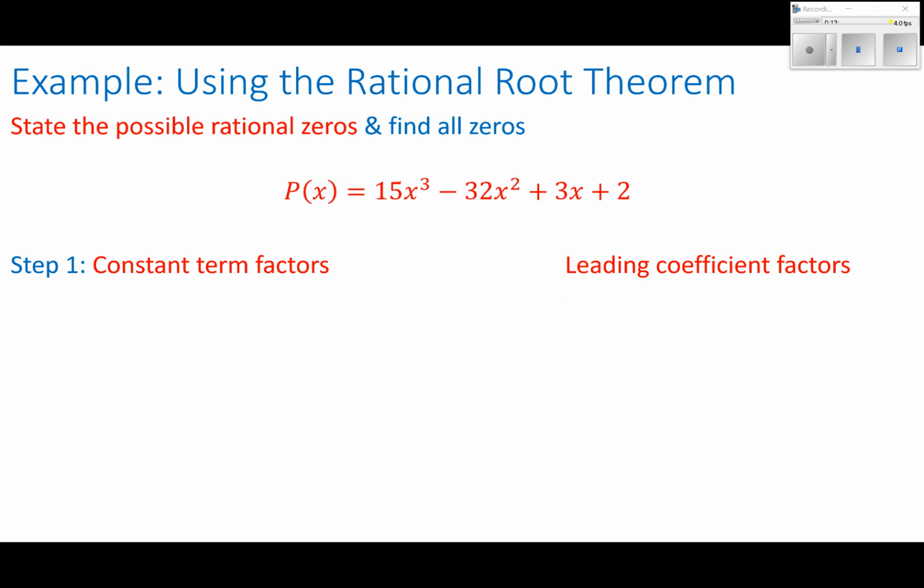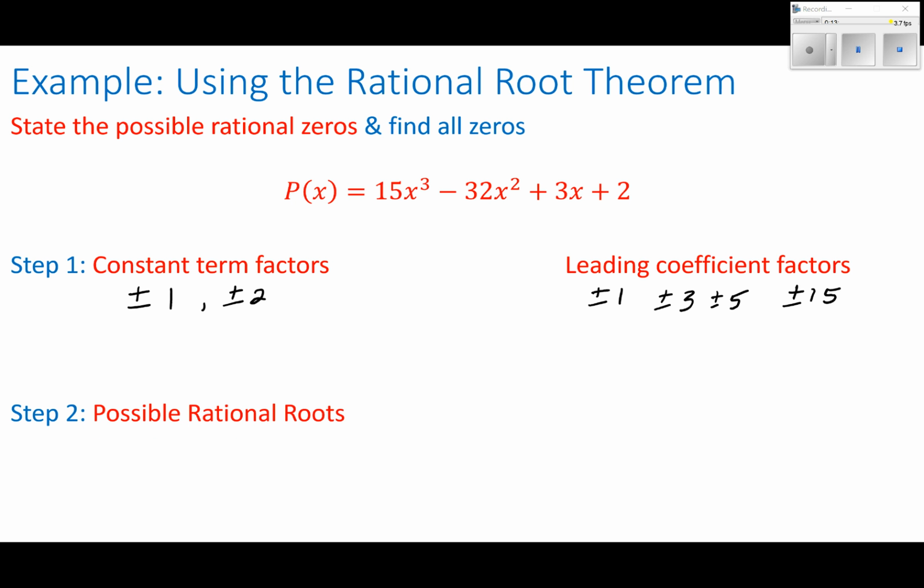So again, first step, let's come up with all the constant term factors and the leading coefficient factors. So this would just be plus minus 1, plus minus 2, my leading coefficient, plus minus 1, plus minus 15, plus minus 3, plus minus 5. Okay, this is what we just did this problem.